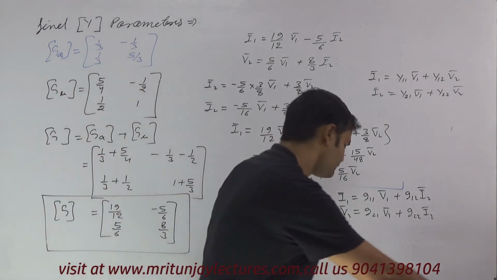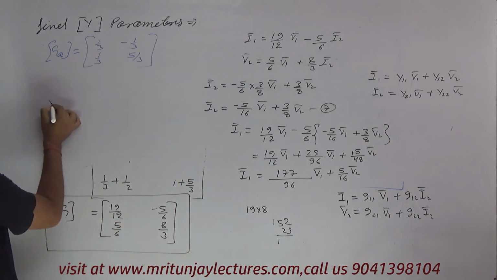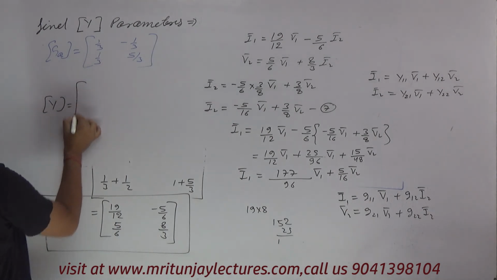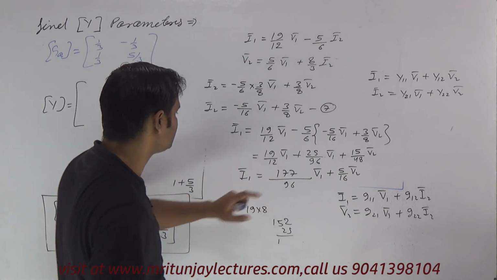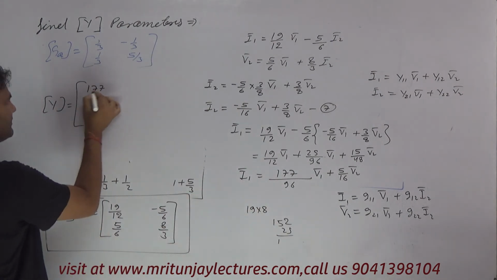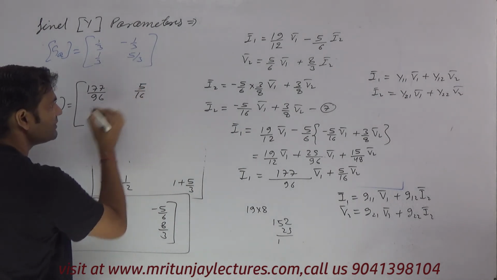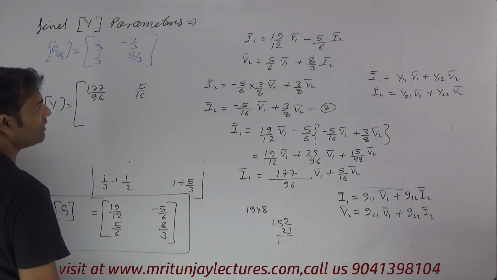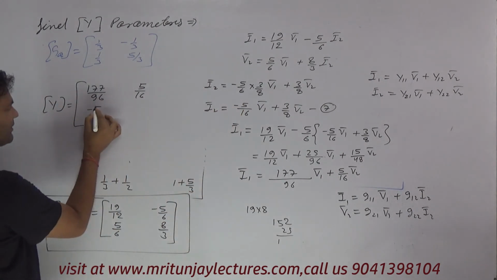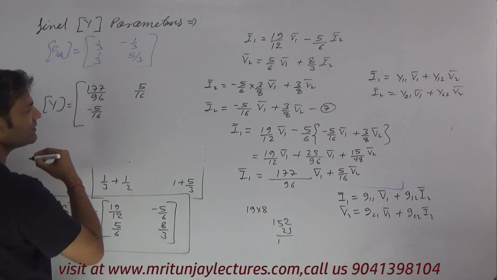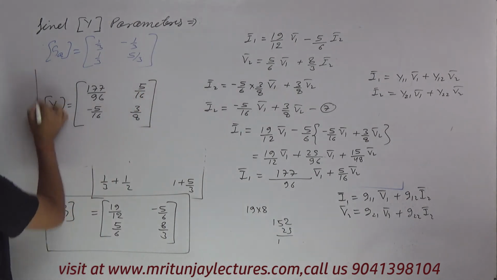So finally, what about the Y parameter? Y11 is 177 by 96, and Y12 is 5 by 16. What about Y21? Y21 is equal to minus 5 by 16, and Y22 is 3 by 8. This is the final answer.